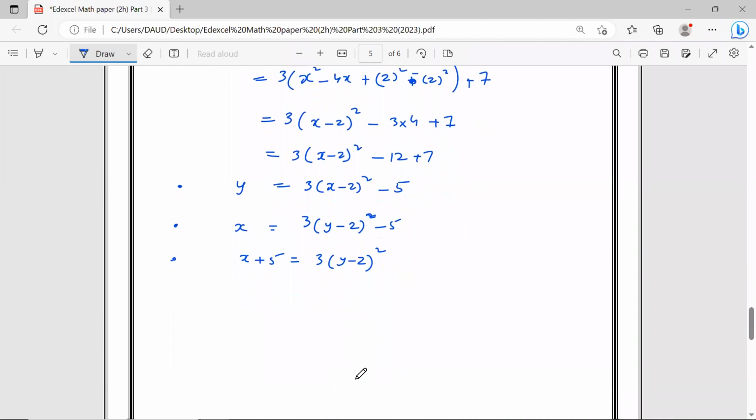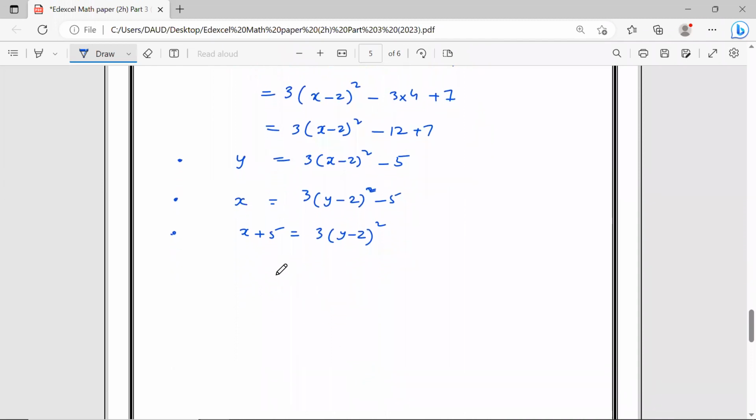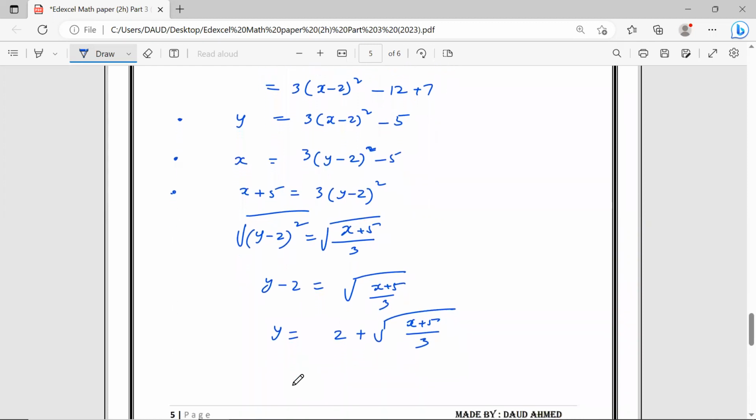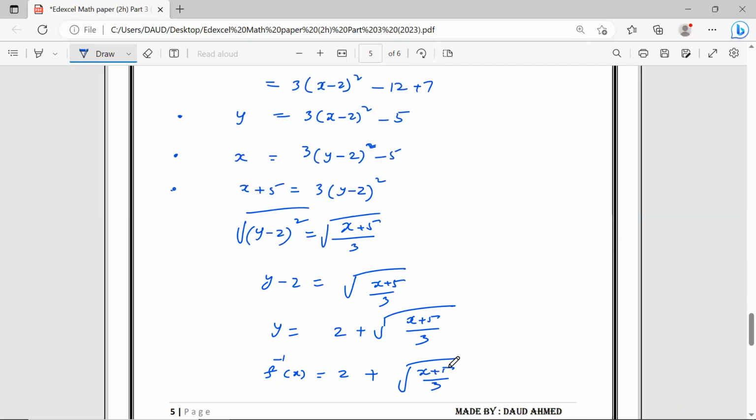And next step is y minus 2 whole squared is equal to (x plus 5) over 3. And if we take the square root of both sides, it would be y minus 2 equals square root of (x plus 5) over 3. And the last step, y is equal to 2 plus square root of (x plus 5) over 3. And this y, after rearranging, represents f inverse. I hope you get the concept of inverse function.